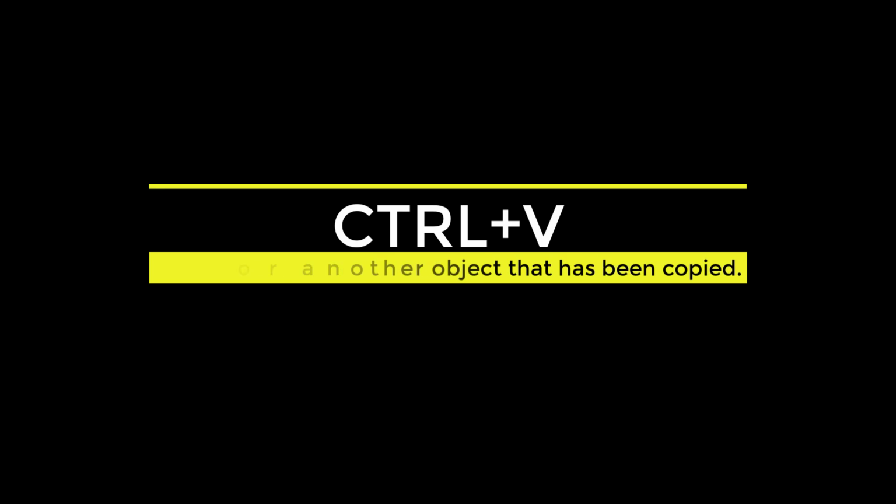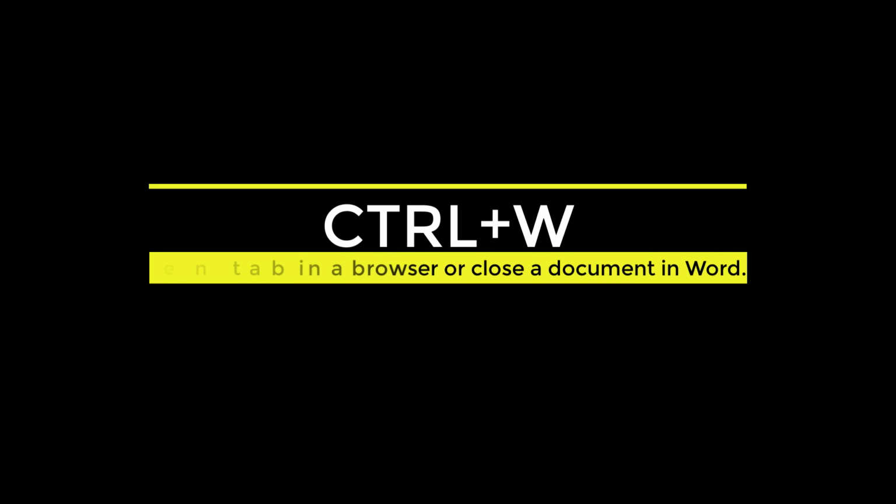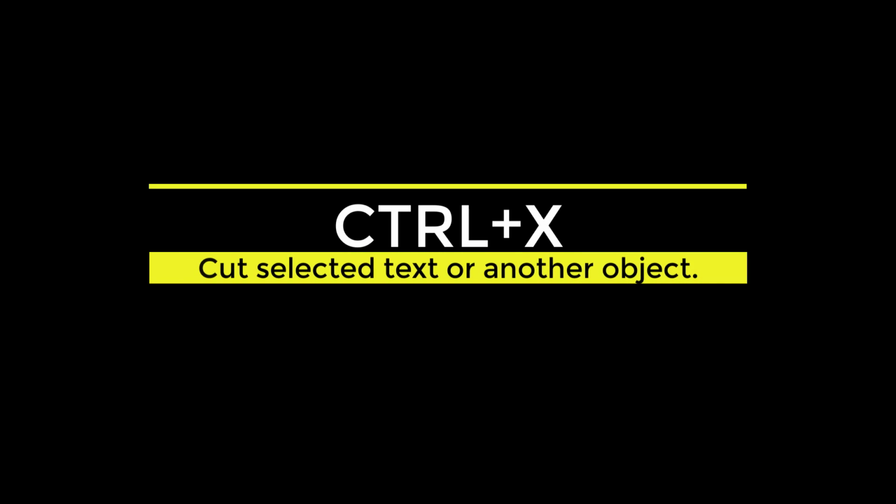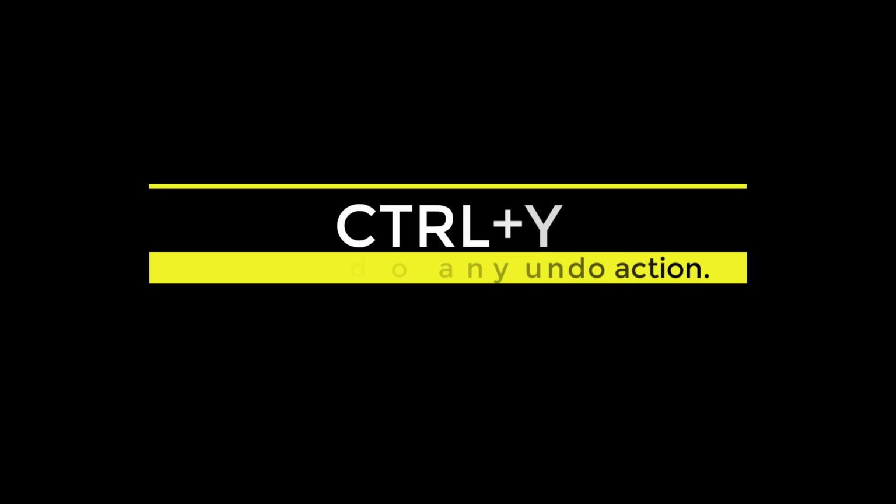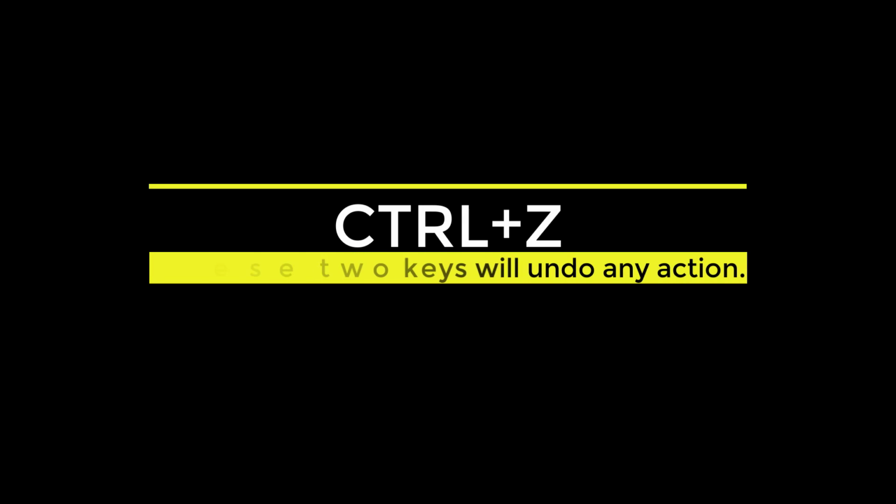Control plus V. It is used to paste any text or another object that has been copied. Control plus W. It is used to close open tab in a browser or close a document in Word. Control plus X. It is used to cut selected text or another object. Control plus Y. These keys will redo any undo action. Control plus Z. Pressing these two keys will undo any action.